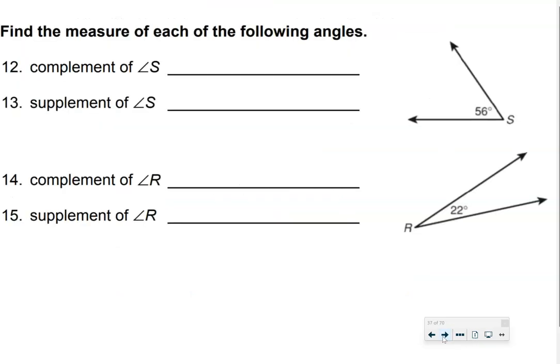Okay, let's take a look at this. It says to find the measure of each of the following angles. The complementary angle of angle S. So here's angle S. We know complementary angles add up to equal 90. So to find that, you're just going to do 90 minus 56, and that's going to get you 34. Supplementary angle of S. Supplementary is going to add up to equal 180, so you're going to take 180 minus 56, and that's going to get you 124.